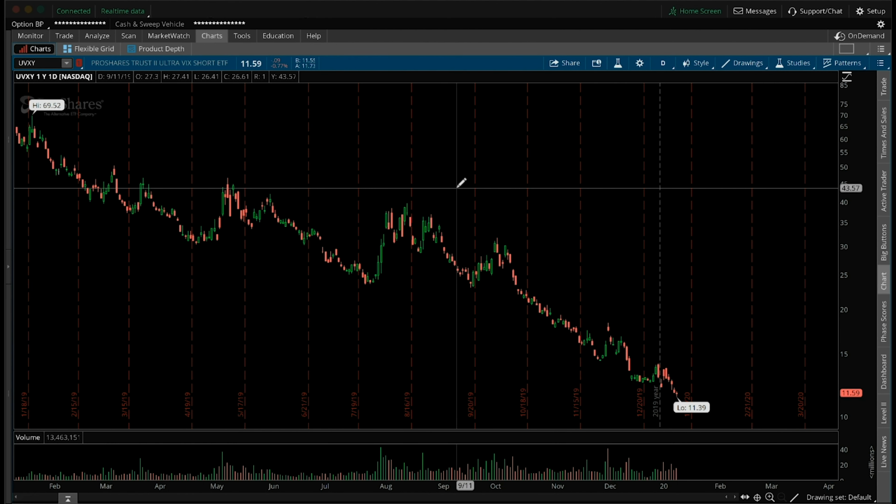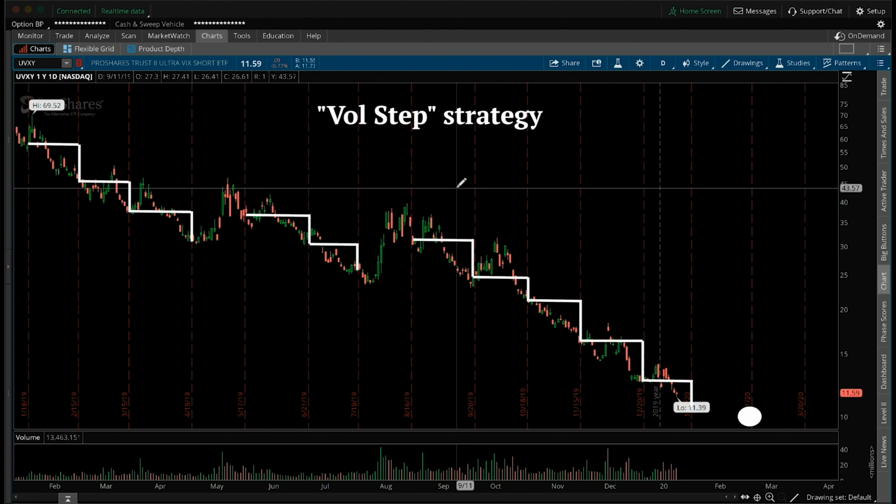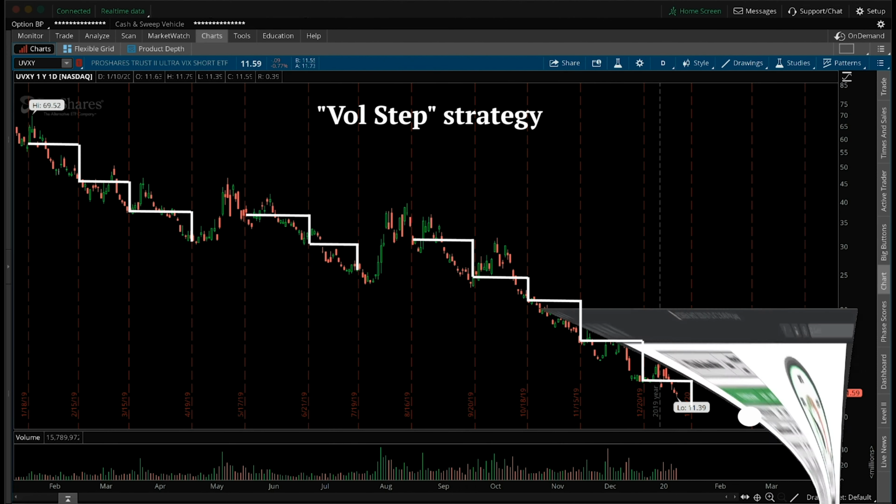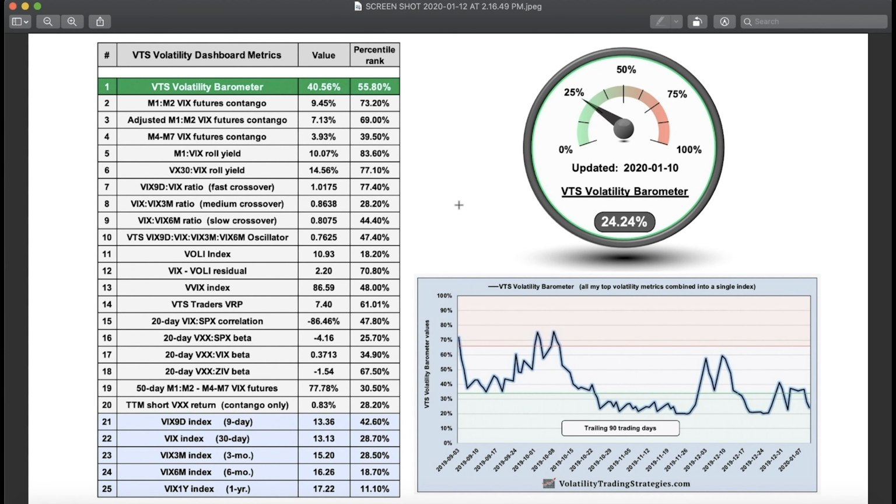Remember, long put verticals are appropriate anytime you think something is going to go down in value. And since the long-term trend of volatility ETPs is down, minus a few violent spikes to the upside, this is a trade that seems to be tailor-fit for this purpose. I use it all the time. I call this my vol step strategy, and within the VTS options community, we trade these things all the time. Again, the only time I'm really not doing that is when my volatility metrics are saying it's better to be in cash.